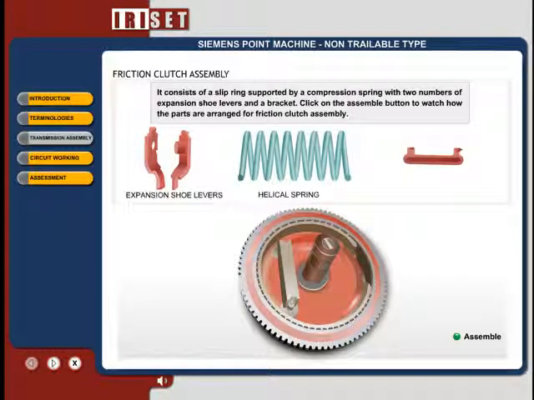It consists of a slip ring supported by a compression spring with two numbers of expansion shoe levers and a bracket. Click on the Assemble button to watch how the parts are arranged for friction clutch assembly.